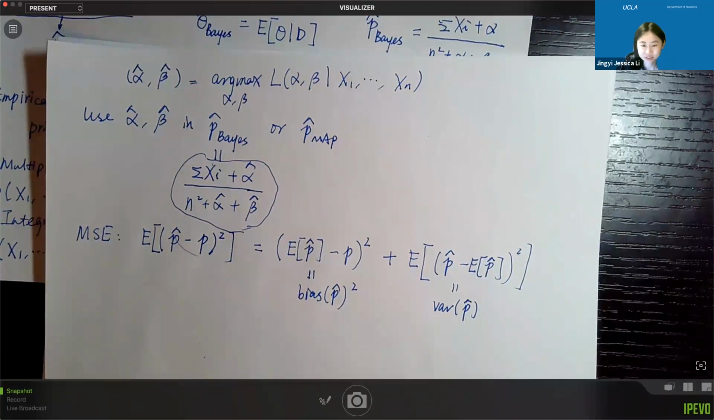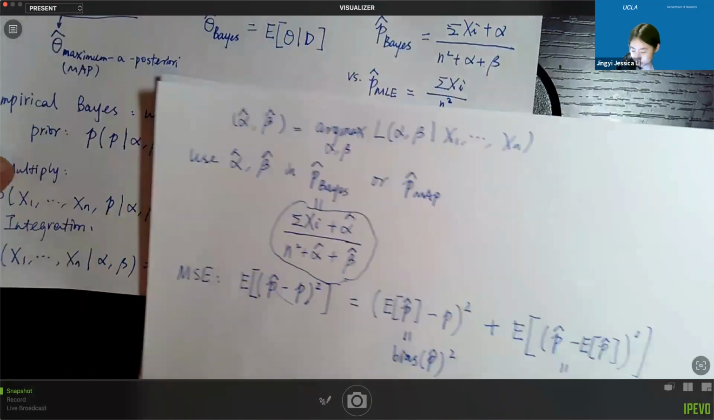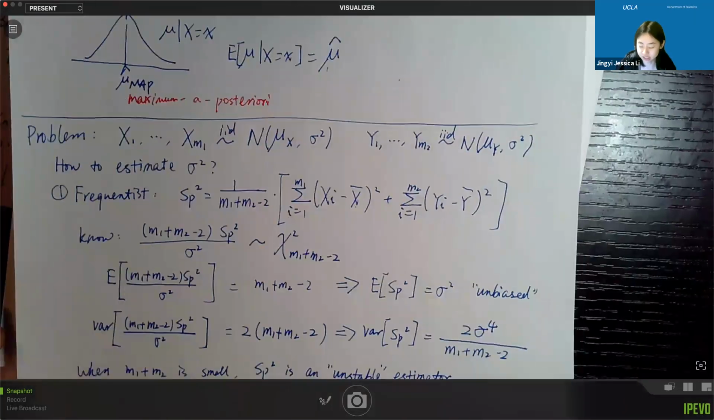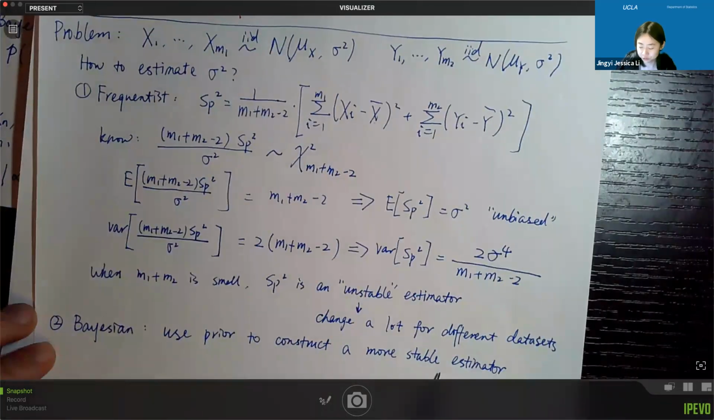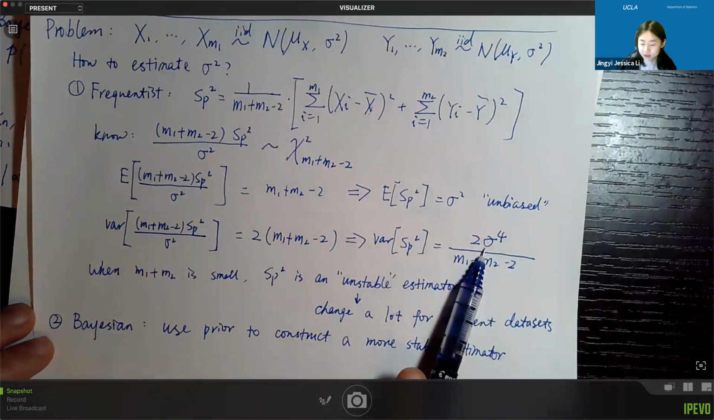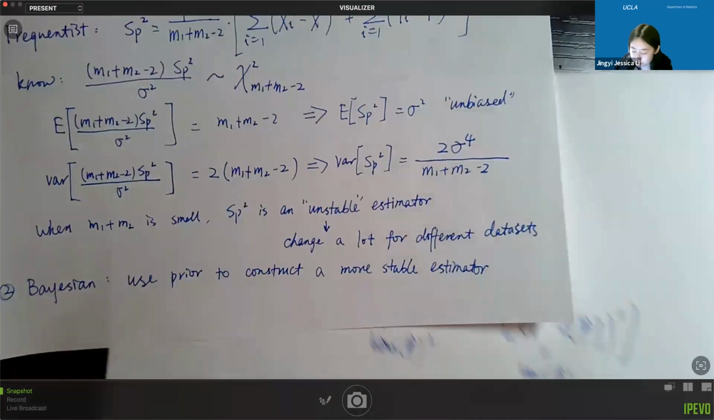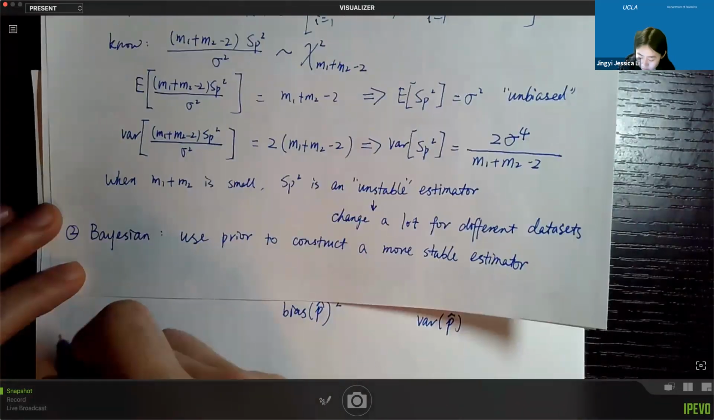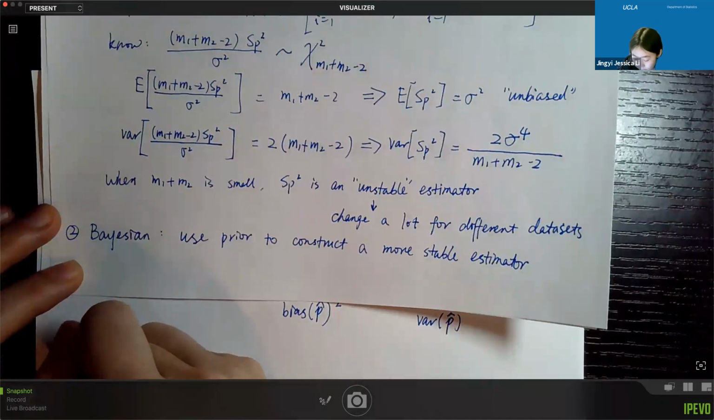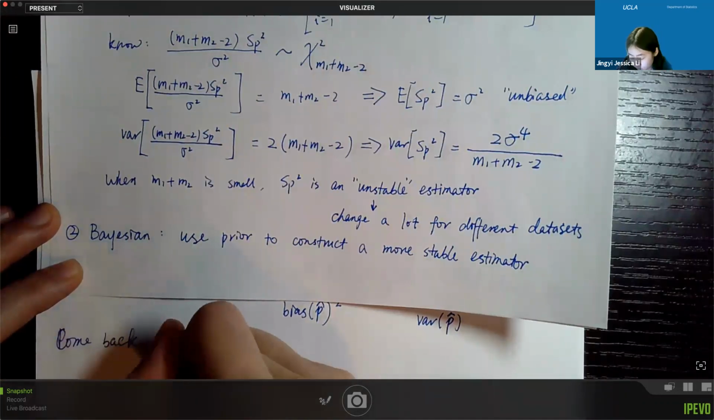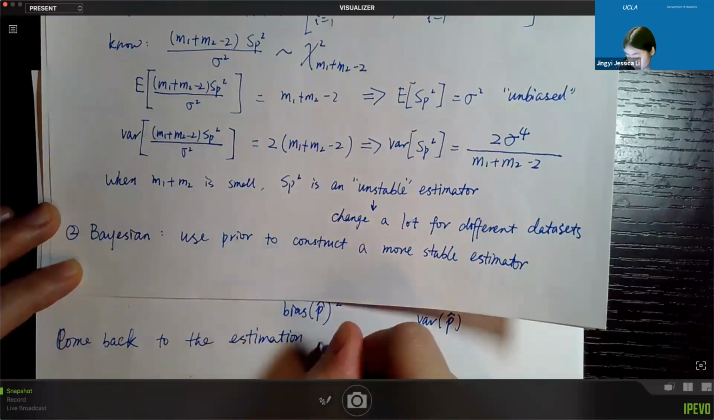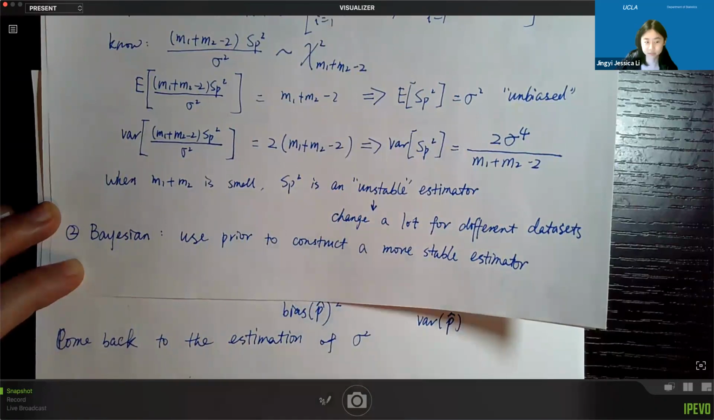Okay, so let's use what we have learned just now to revisit the problem. How can we construct a more stable estimator for sigma square? We already have this data distribution, so let's come back to the estimation of sigma square in this case.